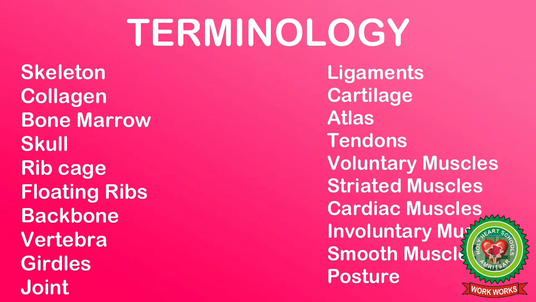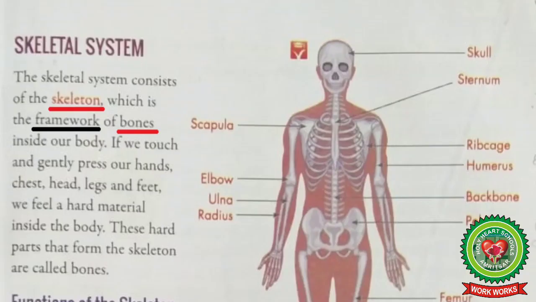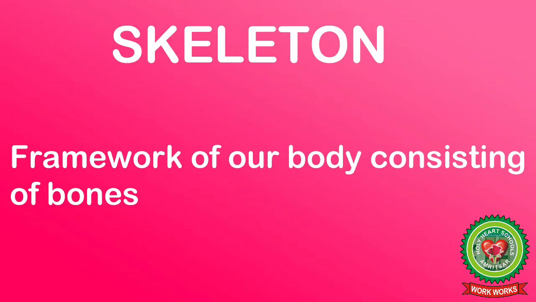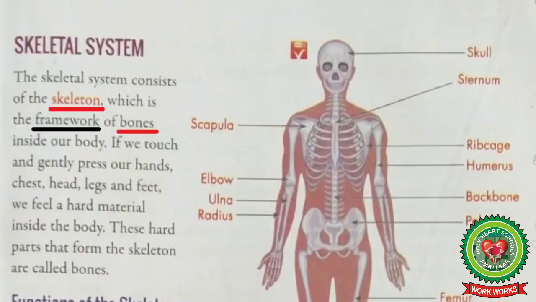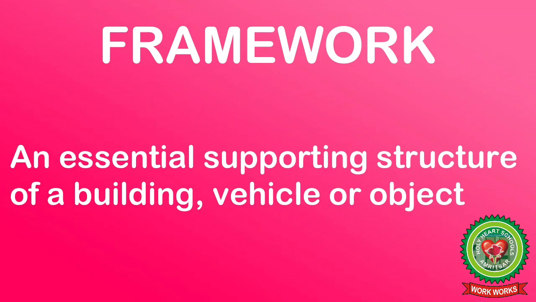Now students, open your book at page 19. We are going to start reading from skeletal system. Students, skeletal system consists of the skeleton, which is the framework of bones inside our body. Now underline word skeleton, and the definition of skeleton is framework of our body consisting of bones. Now what is framework? Framework means an essential supporting structure of a building, vehicle or object.